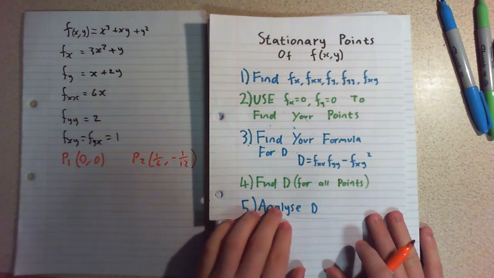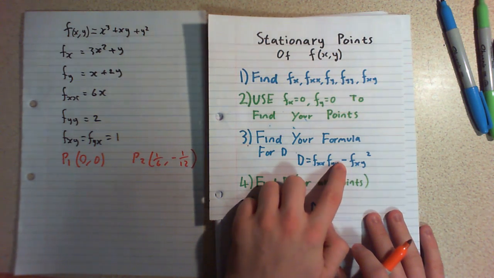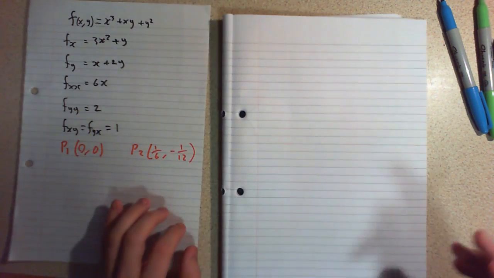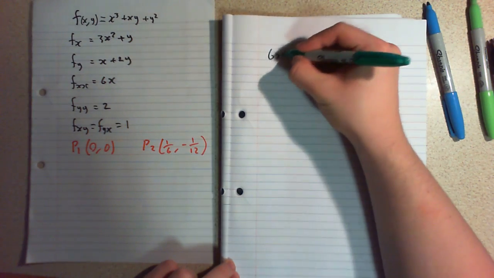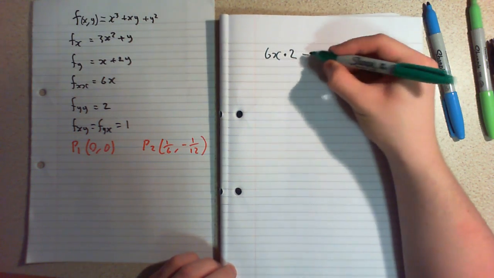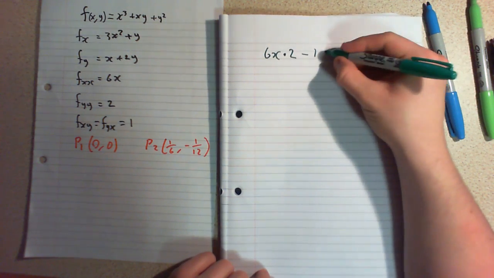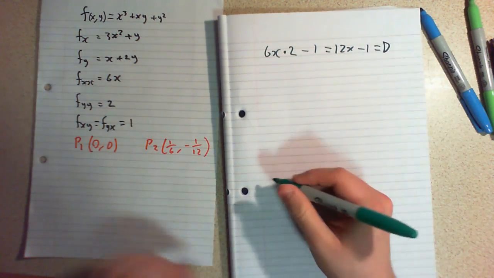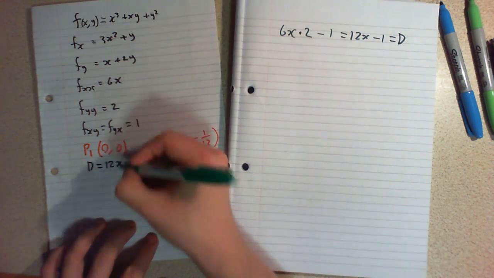So D here is equal to f_xx times f_yy minus f_xy all squared. Okay. So what we're going to do now is look at our second derivative with respect to x here, which is 6x. Multiply that by our second derivative with respect to y, which is 2, and then take away our mixed derivative squared, which is just 1. Then we can rearrange this to be 12x minus 1. So this is D. Our equation for D is equal to 12x minus 1.